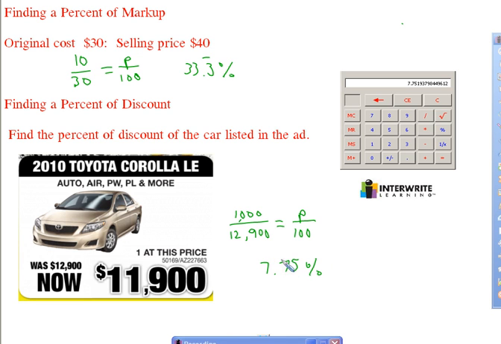And if you go down 100% on something, something's free. If you go down 50%, then it's half the price. So that's it, and we are done.